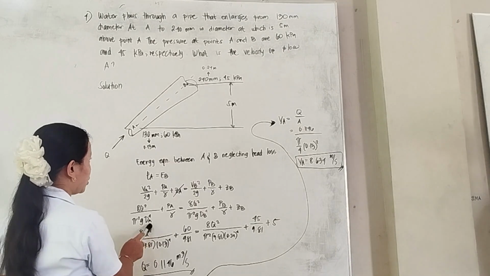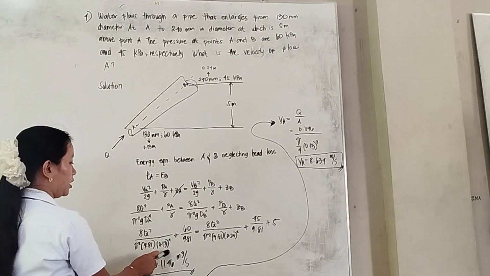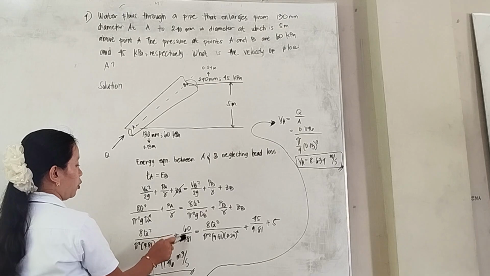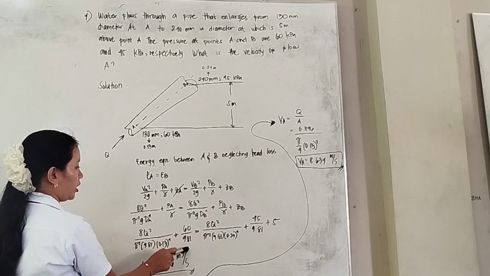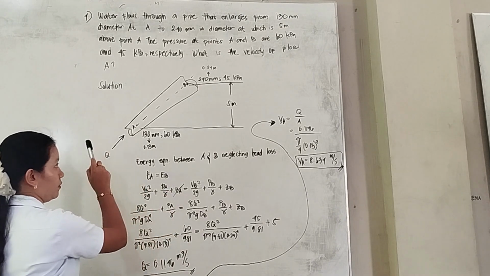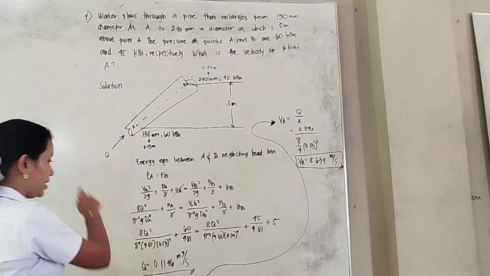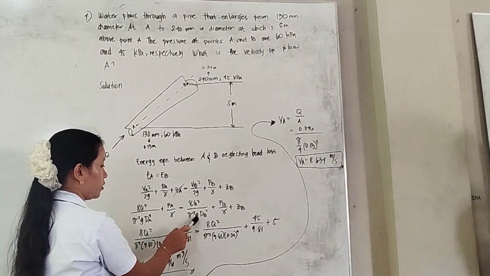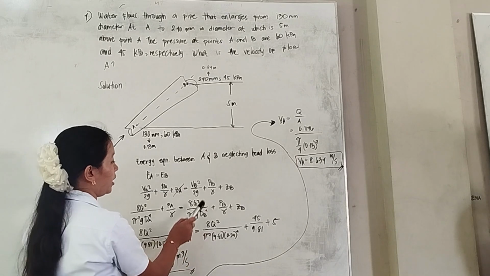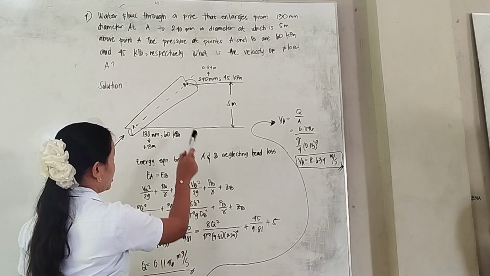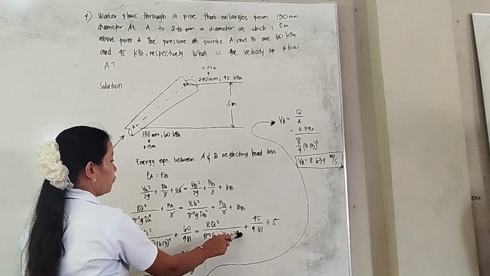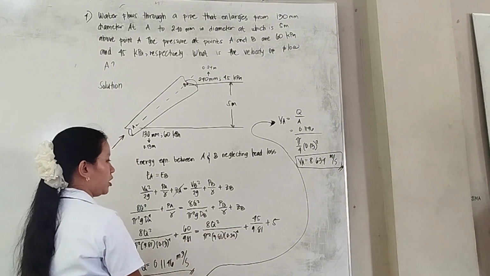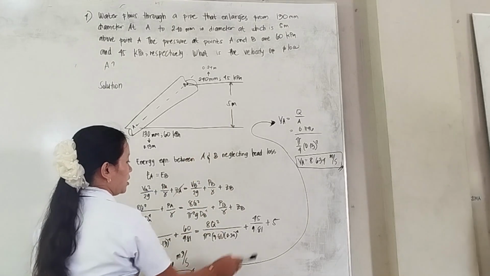Then, the diameter of A, which is 0.13 raised to 4, plus PA, pressure A is 60 kilopascal over unit weight 9.81. Cross out Z because we have no length in ZA, equals VB, 8Q squared over pi squared, then the gravity 9.81, then the diameter of B, which is 0.24 raised to 4, plus pressure B, which is 45 over 9.81, plus ZB, which has a length of 5 meters.